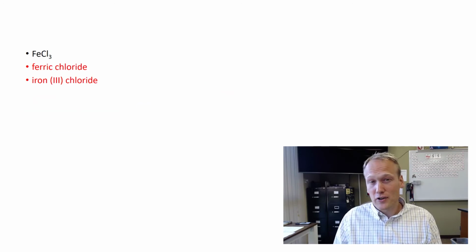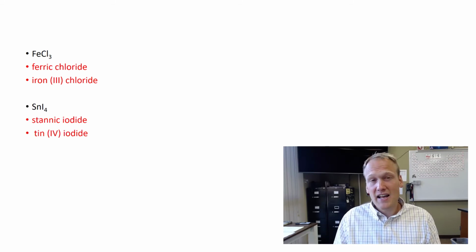Here's iron 3 chloride, because each chlorine is a -1, which means this iron has to be a +3. And here's stannic iodide, or tin 4 iodide. Each iodine is a -1, and therefore this tin has to be the +4 kind.